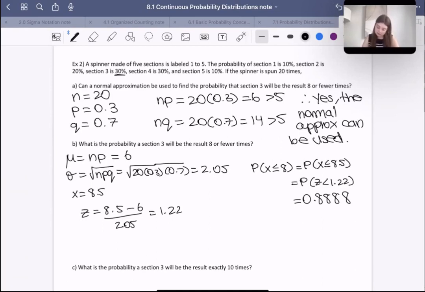We're spinning the spinner 20 times, and we're expecting about 6, right? We're expecting about 6 section 3s out of those 20. And because we're expecting about 6 and we're wondering about 8 or fewer, then that's pretty likely to happen, right? That goes in and around all of those most common values that we're going to get, and also some less common ones that add a little bit more to that probability as well. And so this is about what we expected. We expected this to be relatively a likely thing to have happen.